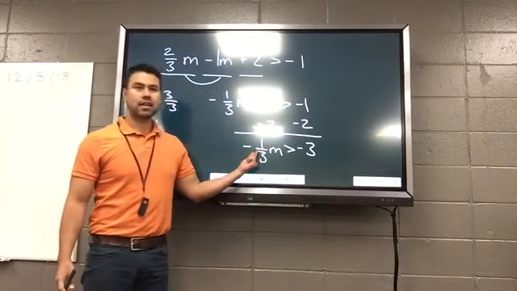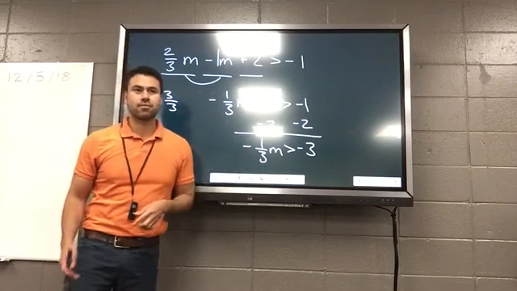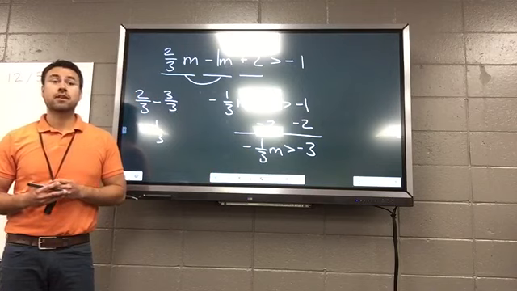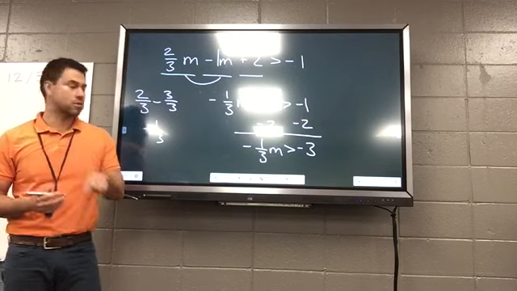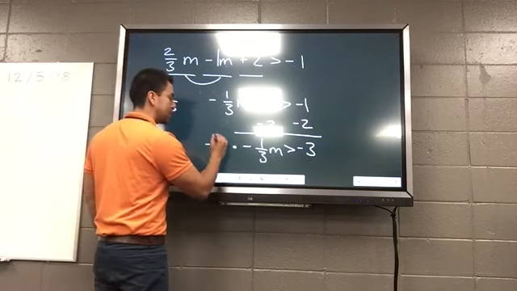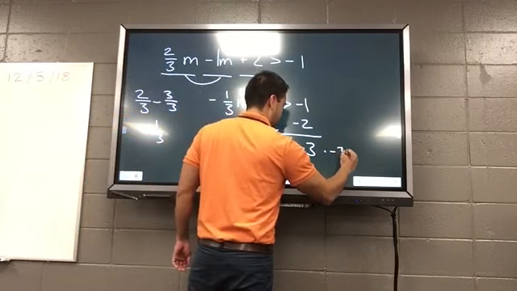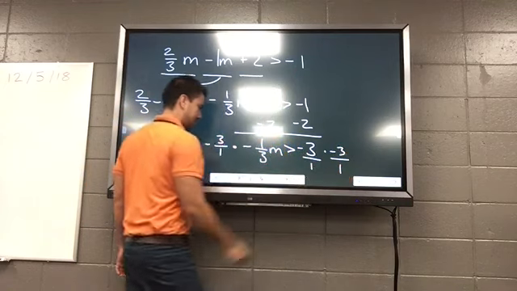What can I do with that negative 1/3 to get rid of it? You can do negative 3 over 1. So what do I do with that? I multiply this by negative 3 over 1. What I do to one side, I got to do to the other. And you're like, wait, what?